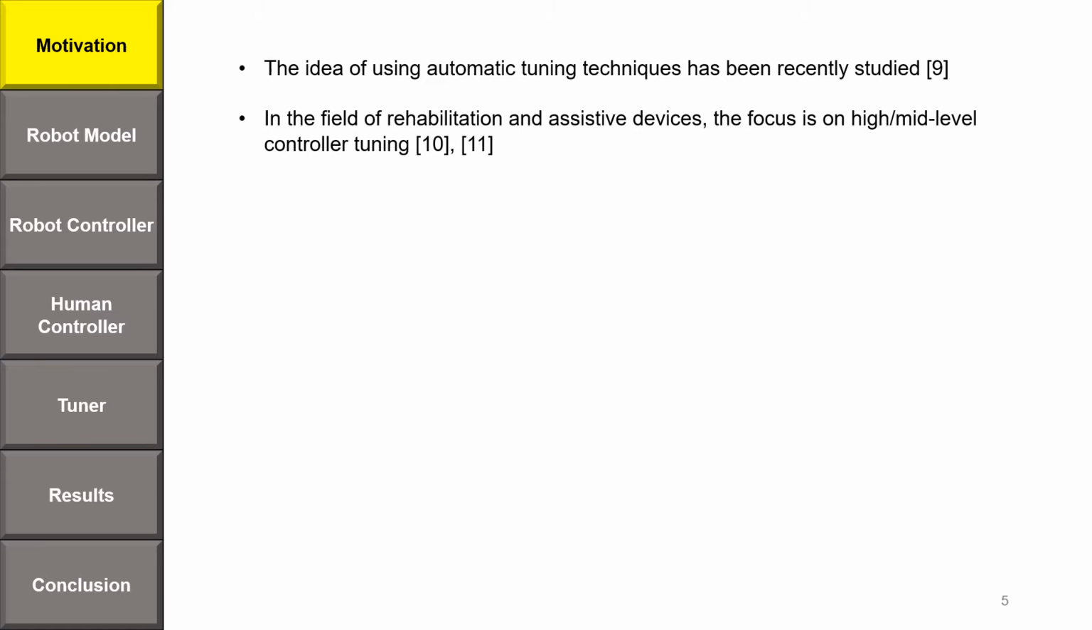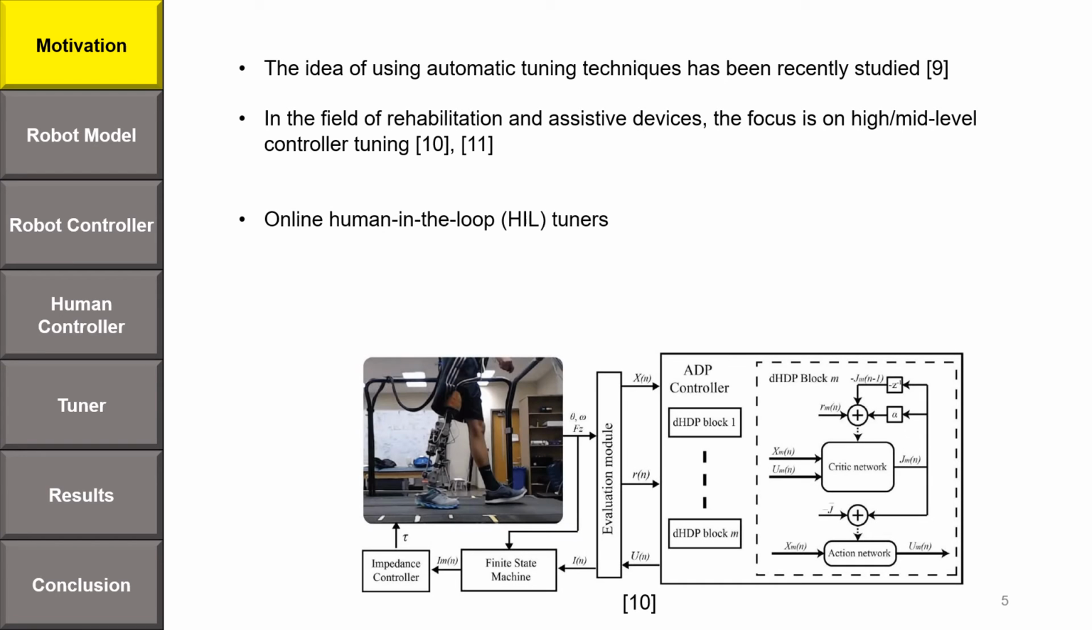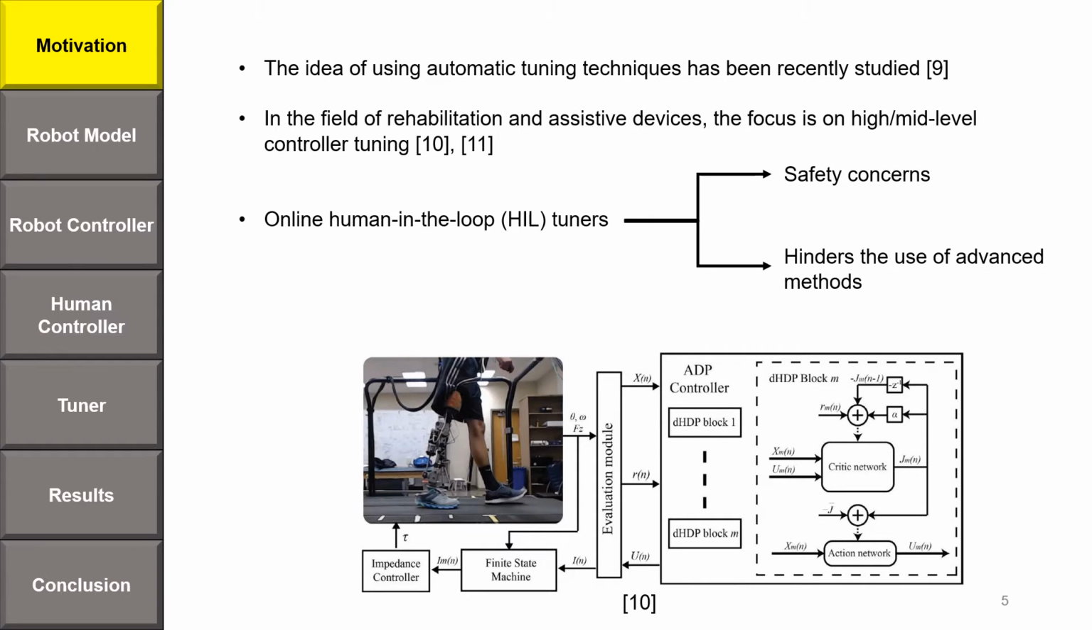On the other hand, there is not much research on tuning the controllers of end effector type robots with rehabilitation purposes that promote user engagement. In addition, these studies have employed online tuners with human-in-the-loop testing, which can cause major safety concerns in the field of rehabilitation due to the interaction of patients with untrained tuners. Hence, simulation studies with offline tuners can mitigate this problem.